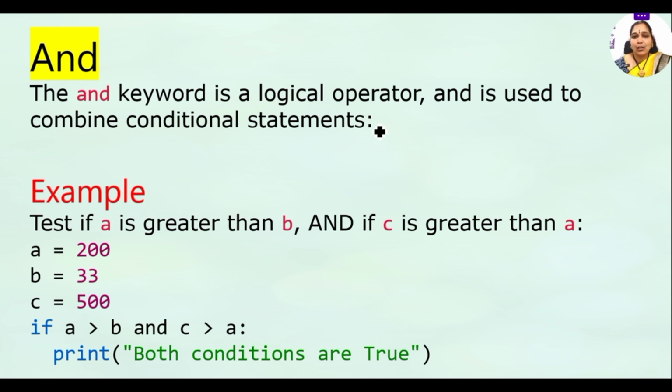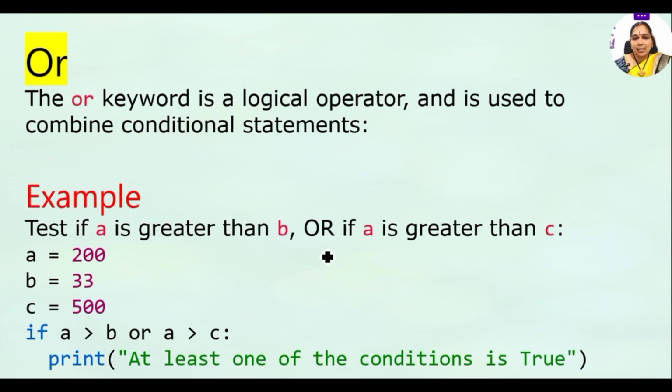AND is the keyword for the logical operator. First logical operator is the AND. Using this, we can combine two conditions. That is, if this condition is true and this condition is also true, that means both conditions should be true, then we have to write the statement. In between, you have to write the AND keyword. Like this we can write and follow the logical operators.